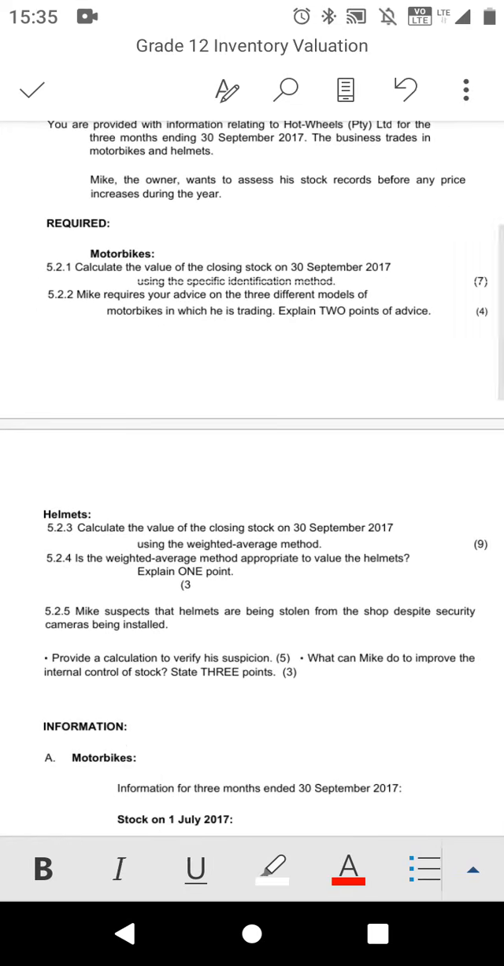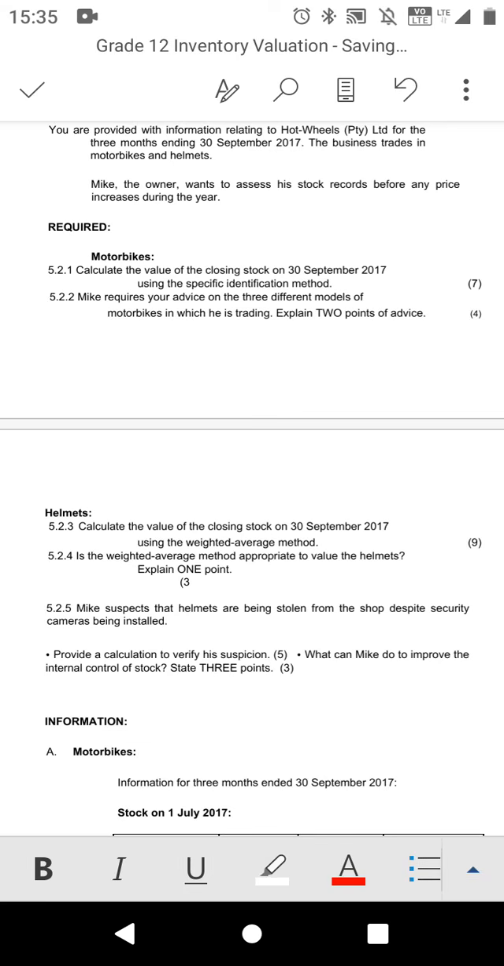Calculate the value of stock on 30 September 2017 using the weighted average method. What is the formula for the weighted average method? Simple. The total value in terms of rand or cash goes on the top part. Then on the bottom part, we put the number of that product.